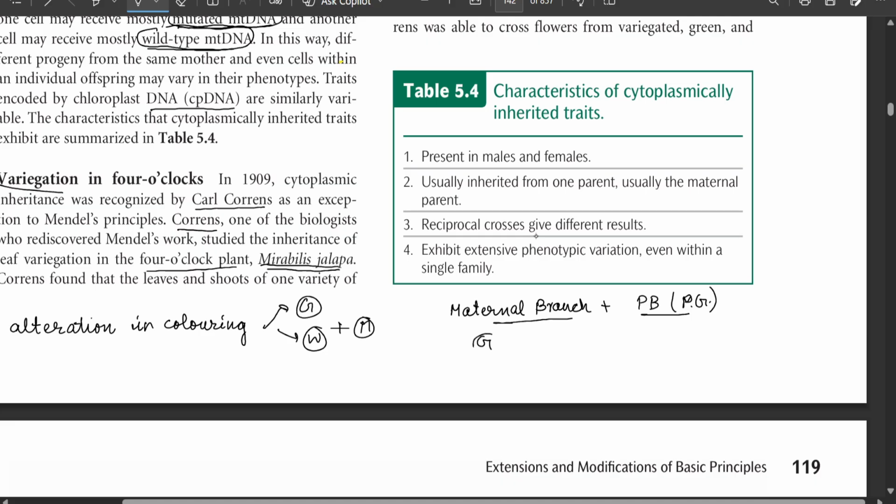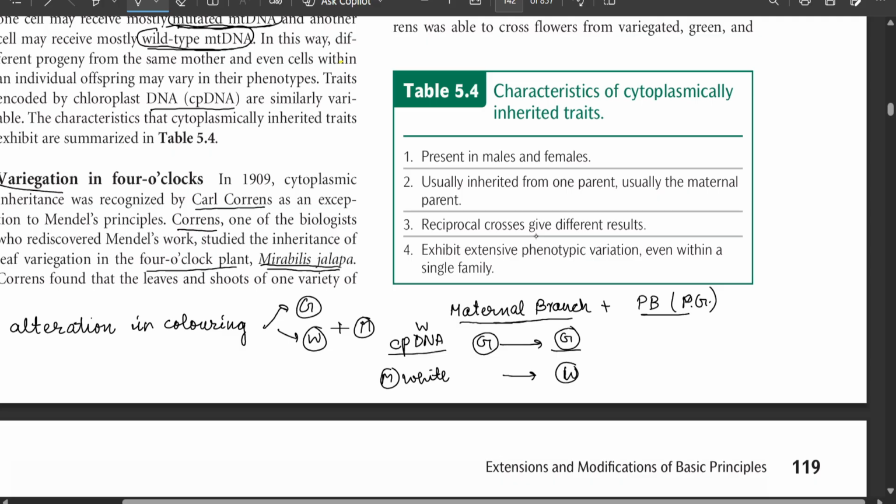So if the maternal branch was green, the progeny so formed will also have the green chloroplast. Suppose we are talking about the example of chloroplast DNA. If the chloroplast DNA is wild type, that is green colored, coding for the green pigment in the maternal branch, then the progeny will also have a similar kind of chloroplast DNA. If the maternal branch had the white color, the mutant form, then all of the progenies will have the similar form.